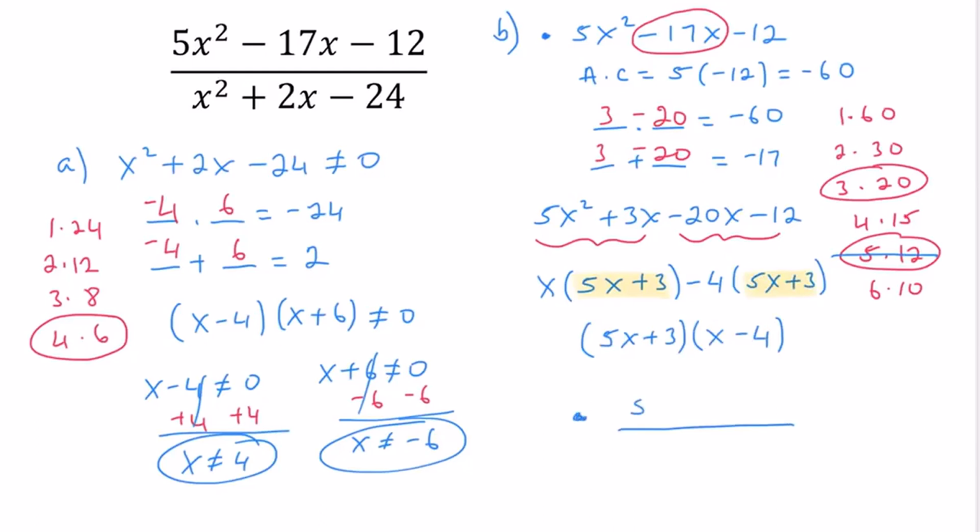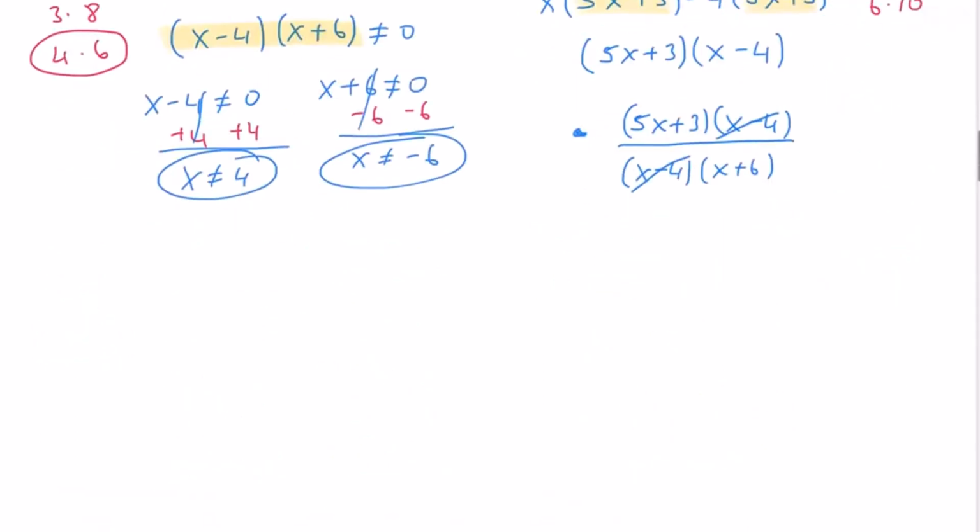So on top, we have 5x plus 3 times x minus 4. On the bottom, we get it from part A, the factor for the bottom, which is x minus 4 times x plus 6. So here, x minus 4 cancels out. So we end up with 5x plus 3 over x plus 6 as our answer.